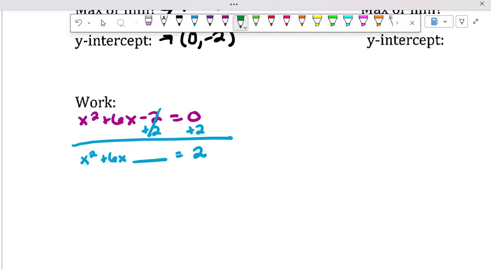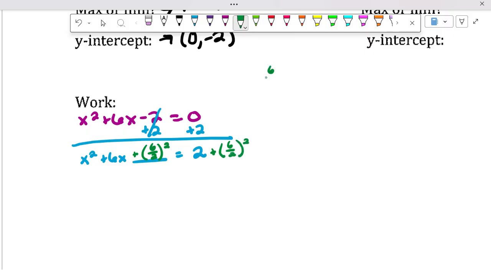What do I do next? Add b over 2 squared to both sides. What would b over 2 squared be? So what's the b value? 6. So it would add 6 over 2 squared to both sides.